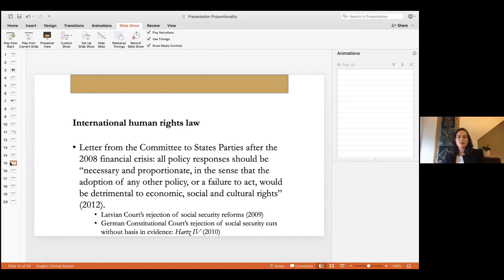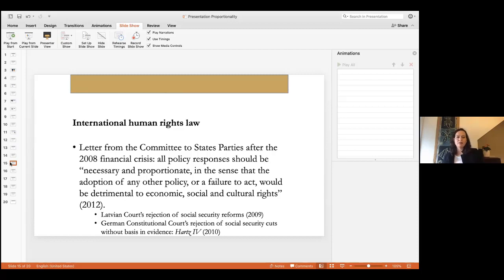In that letter, the committee was dealing with a series of examples that came out of the financial crisis, including the Latvian court's rejection of social security reforms and the German constitutional court's rejections of social security cuts that had not been based on evidence, according to the court. And so there was this sense in which the committee was acting to forestall a lot of policies that would be disproportionate to the most vulnerable in relation to financial crisis.